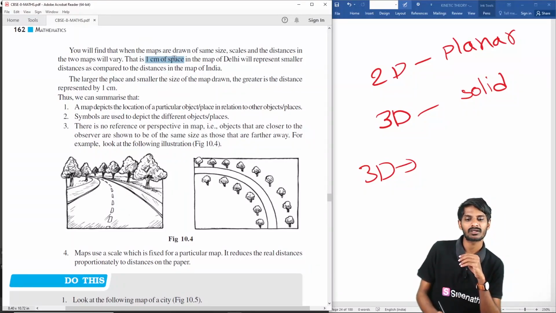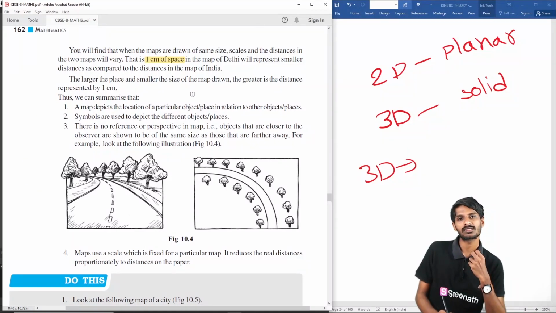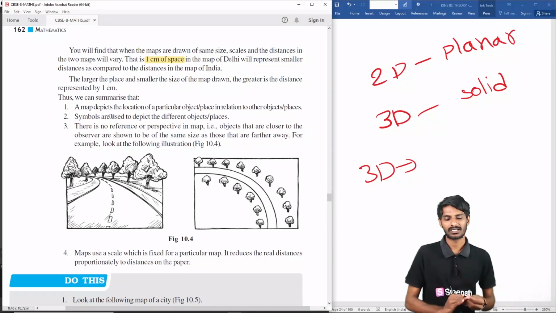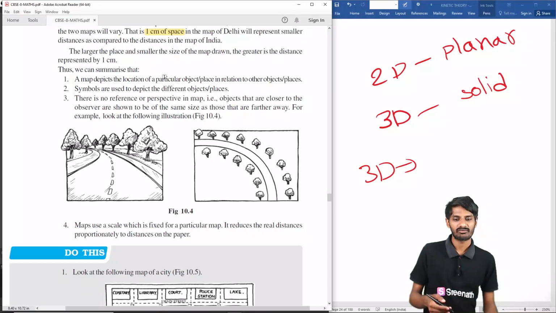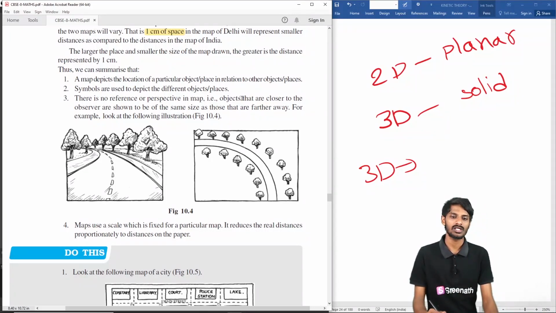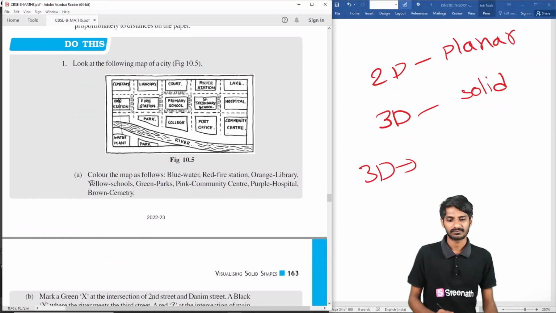That is, 1 centimeter of space in the map is equal to 1 kilometer or 10 kilometers in the real world, like that, students. The larger the place and the smaller the size of the map drawn, the greater is the distance represented by 1 centimeter. So a map depicts the location of a particular object or place in relation to another object. You can understand the relation between two objects' distance. Symbols we use, that's it, friends.